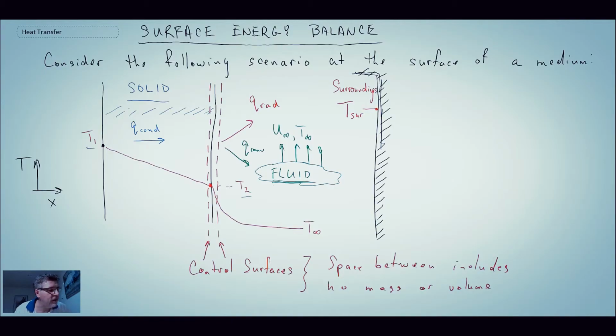We're going to assume that these control surfaces exist on either side of the solid-fluid interface, and that they are infinitesimally close, so that the gap between them is infinitesimally small, right next to each other. They include no mass or volume. So the control surface is a theoretical construct, but a very useful one that we can use for solving problems whenever heat is transferring from one medium to another. So let's take a look at conservation of energy across the control surfaces.